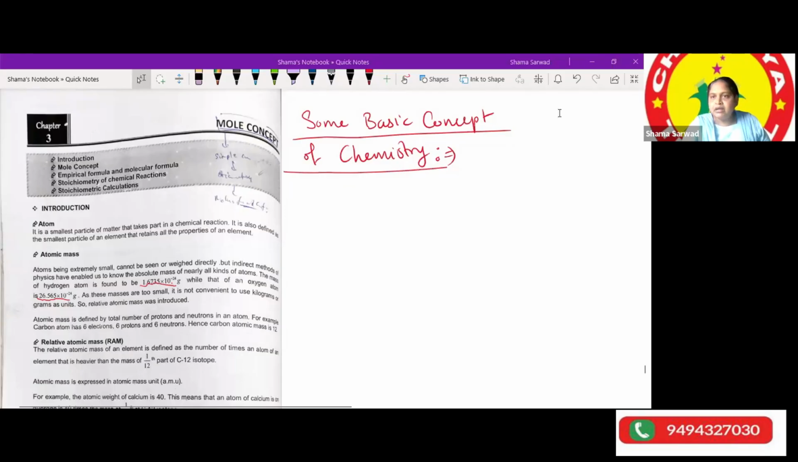Okay, fine. So today we are going to learn about some basic concepts of chemistry. And in that, a very important topic, which is really very important for the JEE as well as NEET, is nothing but the mole concept. This concept you have learned in your grade 9. Do you remember anything about it?